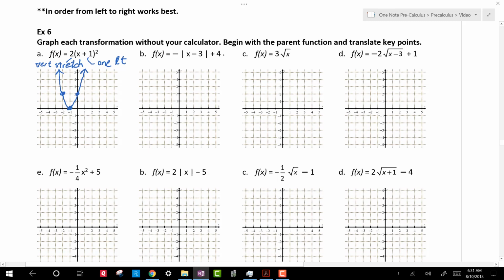My next one, I'm seeing 3 things go on. I'm seeing a reflect over the x-axis, reflect.